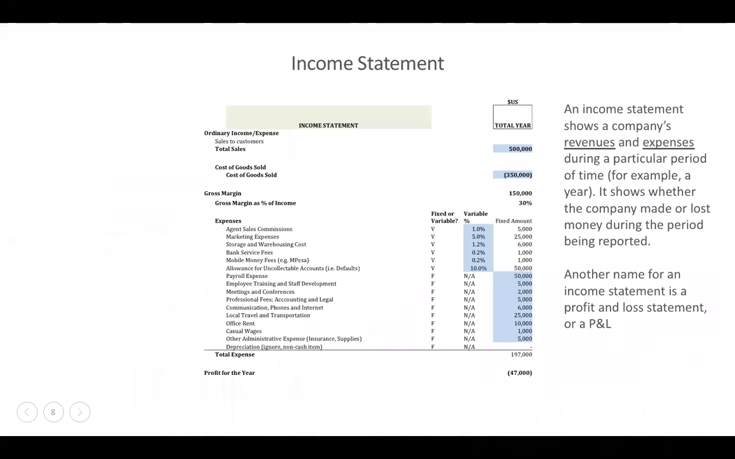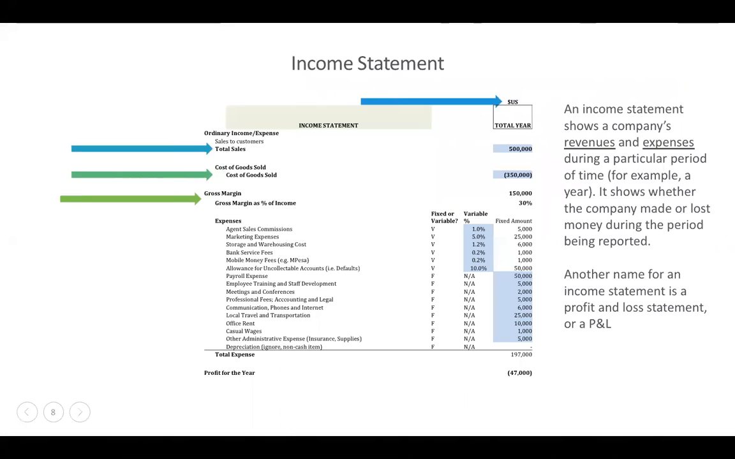An income statement shows a company's revenues and expenses during a particular period of time, for example, a year. It shows whether the company made or lost money during the period being reported. Another name for an income statement is a profit or loss statement, or a P&L. This income statement is in US dollars and shows sales of $500,000, which cost the company $350,000 to buy in the first place. This is called the cost of goods sold. This leaves $150,000 left over as the gross margin, which can also be expressed as a percentage like you see here, 30%.